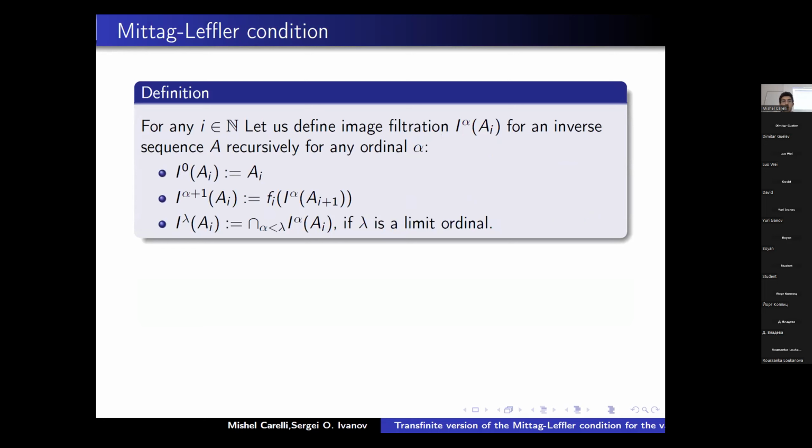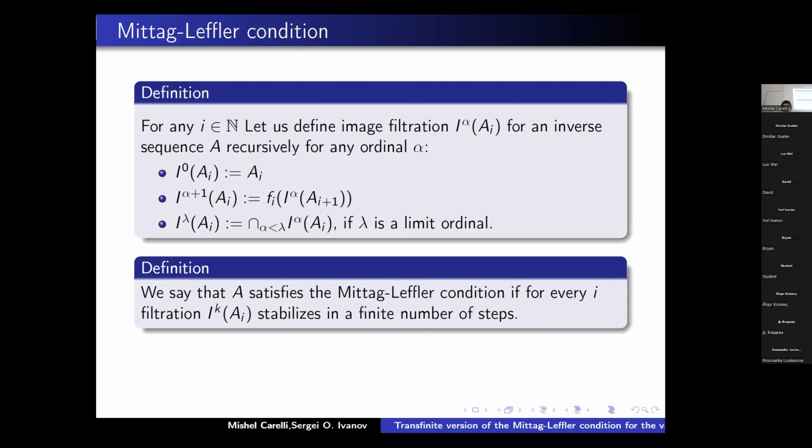Okay, now we formulate the image filtration and the Mittag-Leffler condition. For any i, natural number, and for any ordinal alpha, we will define I alpha of A_i for sequence A recursively. So basically, for alpha equals 0, it will be just A_i, and if we define the image filtration for alpha, then for alpha plus 1, it would be just the image of the filtration for alpha, like the second item. And the last item is we define it for limit ordinal as an intersection of all the previous values of filtration. So basically, for each i it's a descending chain of subgroups of A_i. And hence we have the definition, then we talk about the condition.